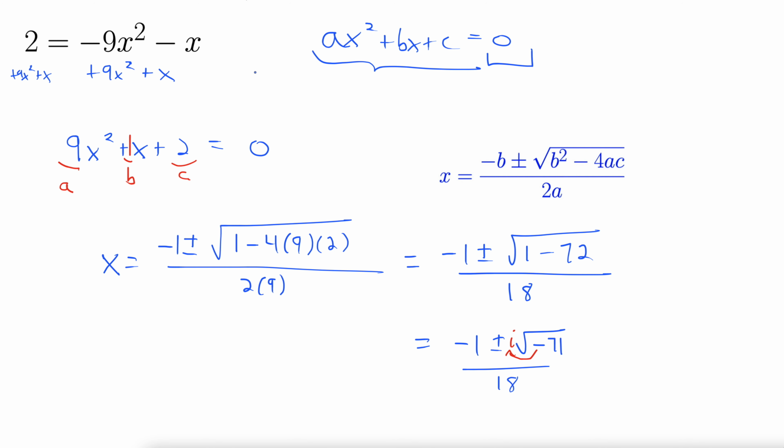Okay, so that leaves us with, and I'm going to break it up because we want our answers in a plus bi form. We don't want some denominator below both of those. You can kind of think of these as completely separate. Okay, so let's break it up. That gives us negative 1/18 plus i rad 71 over 18. And there we are in a plus bi form.